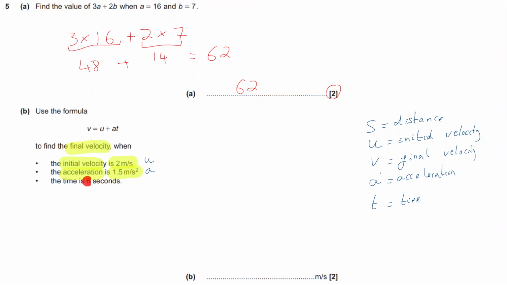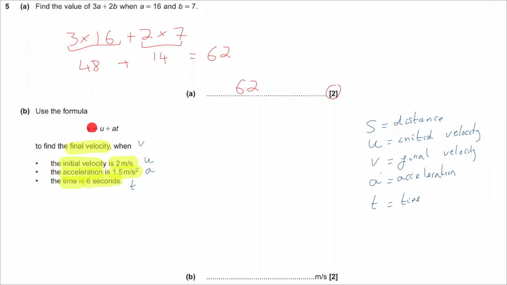And then your time is 6 seconds. So time is t. So that's your letter. If you know what these letters stand for, you need to know that initial velocity is u, as you can see from SUVAT. Acceleration is a. Time is t. You need to know this, it's quite important. And you're trying to find the final velocity, which is v. Okay, so you're trying to find v.